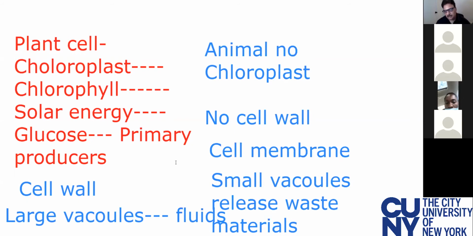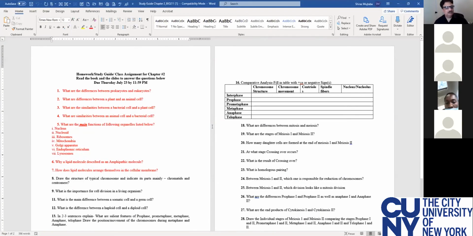And if they're being used just to transport waste material, it could be a vacuole. This was the second question. Let's go to the third question. The third question is, what are the similarities between a bacterial cell and a plant cell?